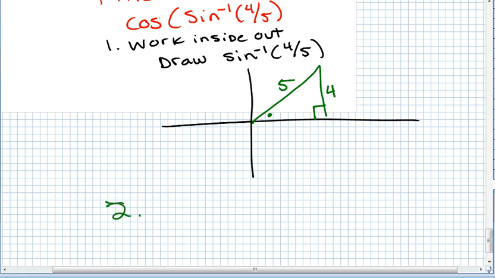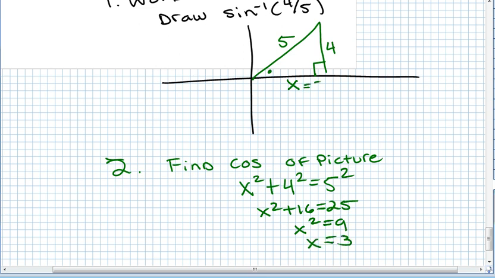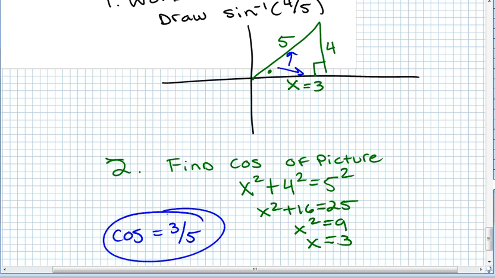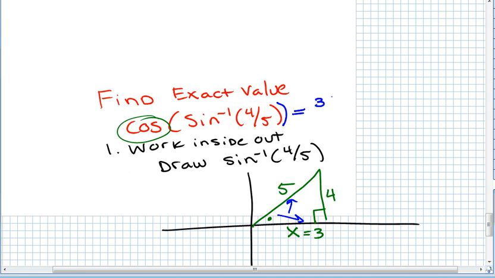Now, the second step is to find, in this case, the cosine of this angle. Well, in order to find the cosine of this picture, we have to find the x here. Well, in order to find the x, what do? You guessed it, Pythagorean theorem. So x squared plus 4 squared is equal to 5 squared. So x squared plus 16 equals 25. X squared equals 9. And x equals 3. So then if you want to find the cosine of that picture, the cosine, remember, is adjacent and hypotenuse. So the cosine is equal to 3/5. And that is the answer. So the cosine of the sine inverse of 4/5 would equal 3/5.